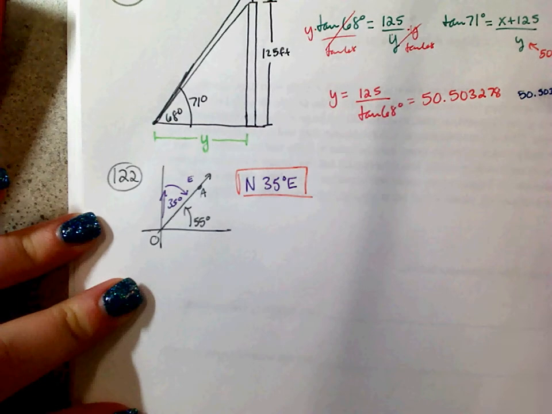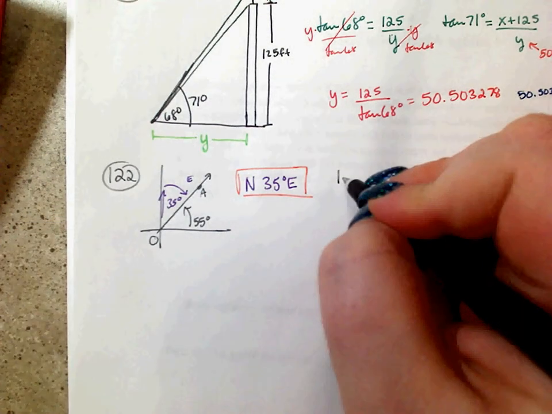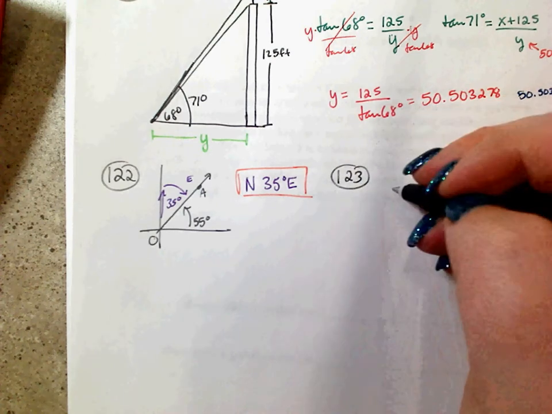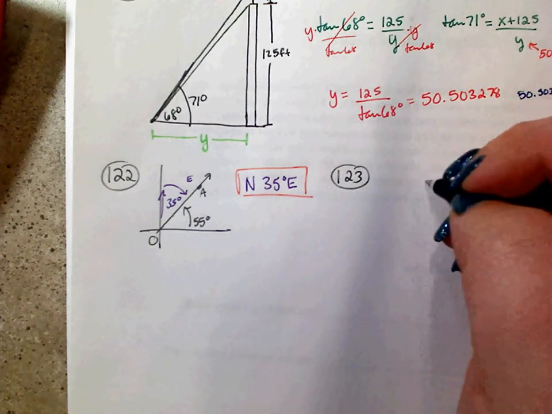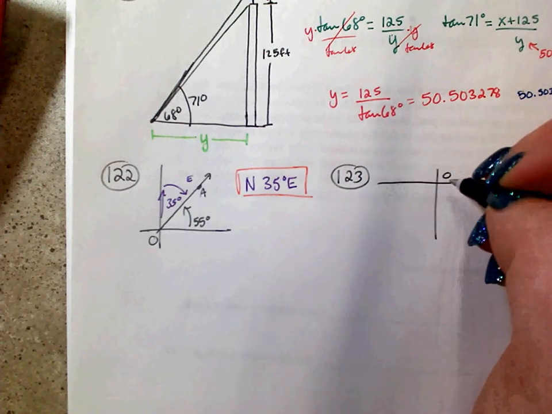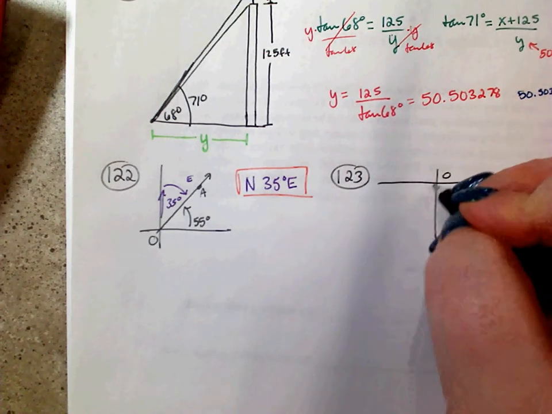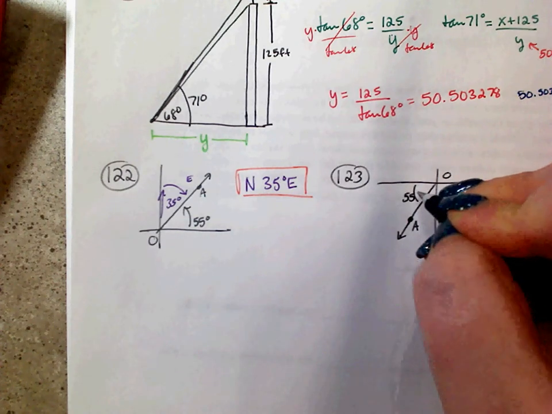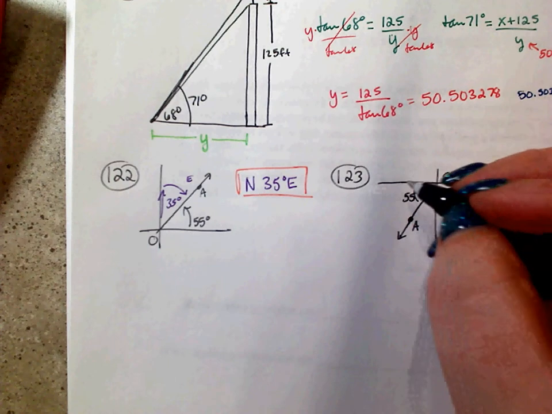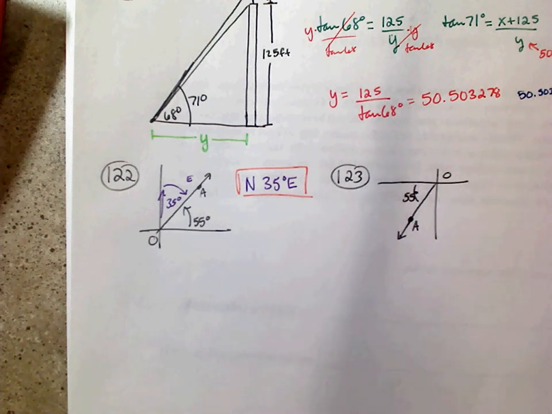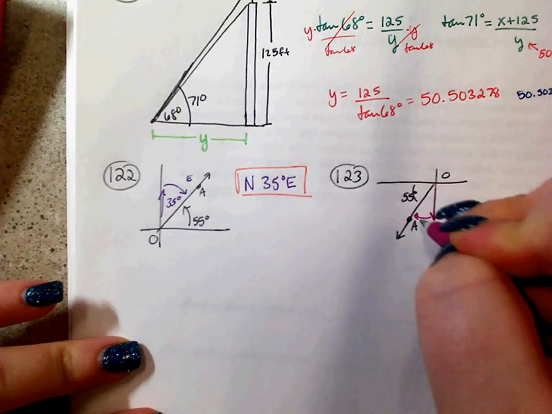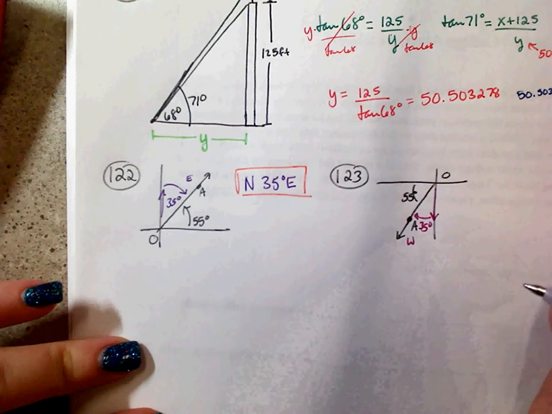123. Okay, so from O to A is down here, and this is 55 degrees. So I guess the biggest thing is just knowing that you always use the y-axis in this case to determine your bearing. So you are going south, and then you're going 35 degrees west, right? So your answer is south, 35 degrees west.